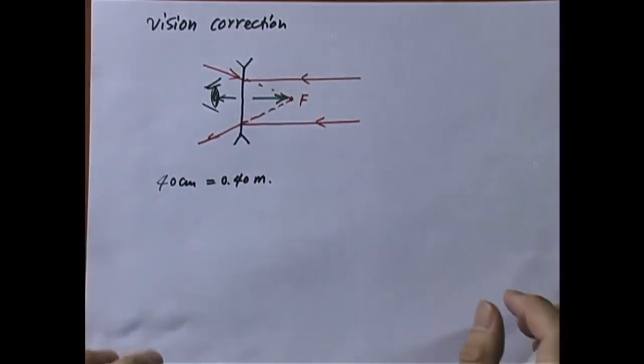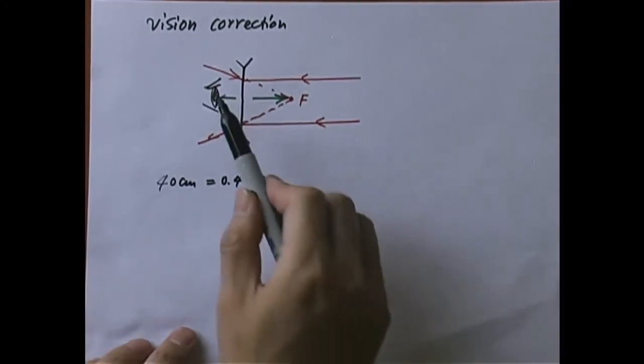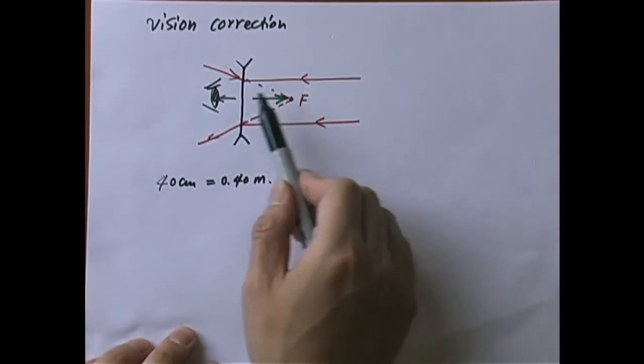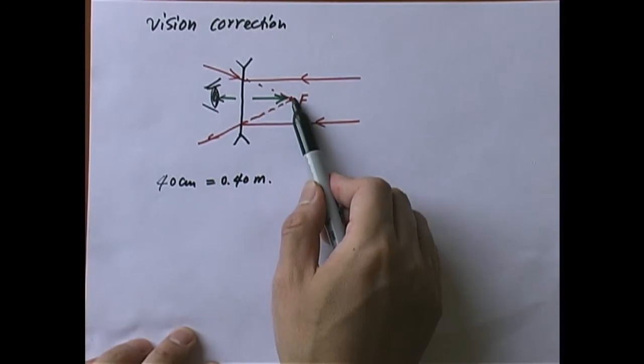Okay, what kind of eyeglasses should you wear? First of all, it's a divergent lens, and secondly, you want to make sure that the distance between your eye and the image of a distant object would be about 40 centimeters, right? Because you can see 40 centimeters with no problem.